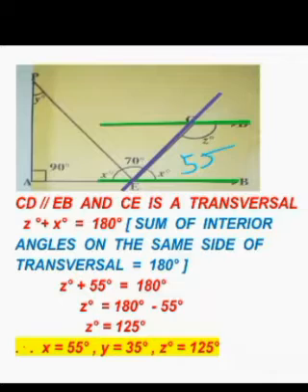Now let us find out the value of z. So let us transpose 55 to the right hand side. So z is equal to 180 minus 55 degrees. So 180 degrees minus 55 degrees is 125 degrees. So the value of z is equal to 125 degrees. So children, we got x value as 55 degrees, y is equal to 35 degrees and z is equal to 125 degrees.